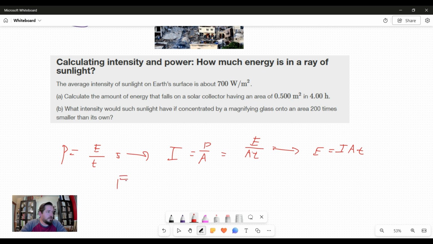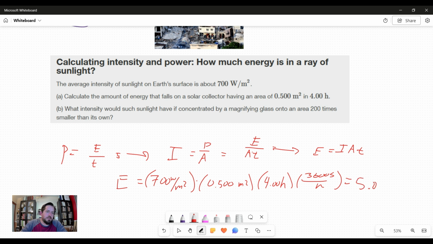The energy is 700 watts per square meter, which is the intensity, multiplied by the area, 0.500 meters squared, which was given to us. I'm going to multiply that by 4 hours, and then multiply that 4 hours by the 3,600 seconds in an hour. And this is 5.04 times 10 to the 6th joules.